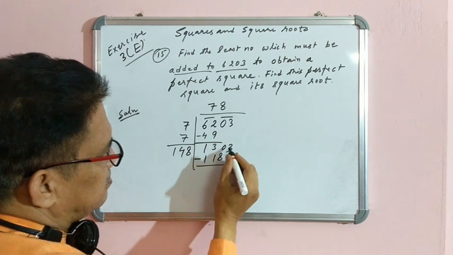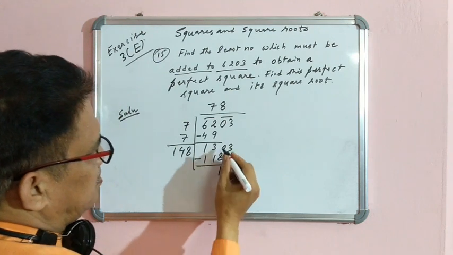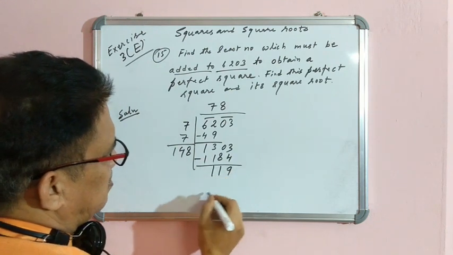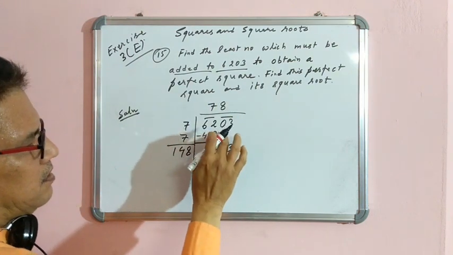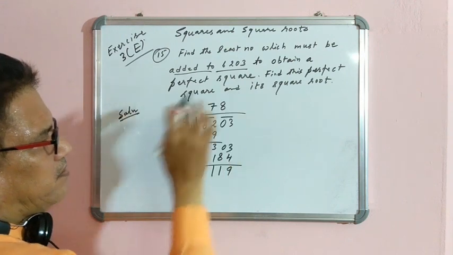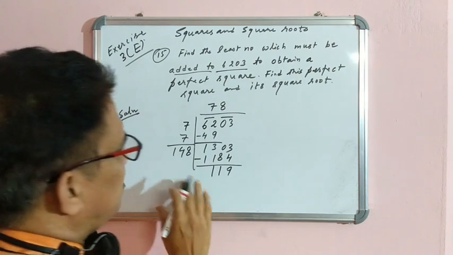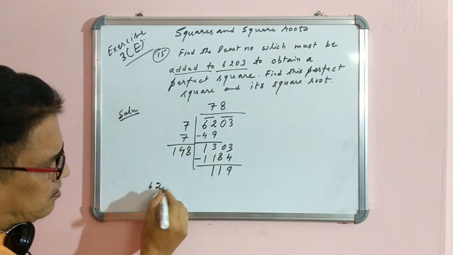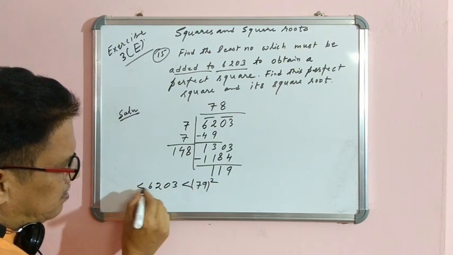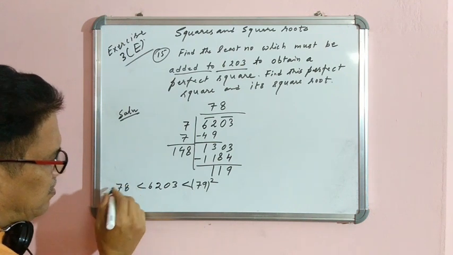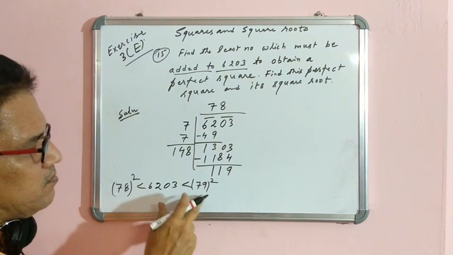Again we will subtract this. 119 is the remainder, but here 70. This is greater than the square of 78, but less than the square of 79. Means this number, 6203, lies between them. This is smaller than 79 square but greater than 78 square, because we have to add something to this number, then it will become the square of 79.